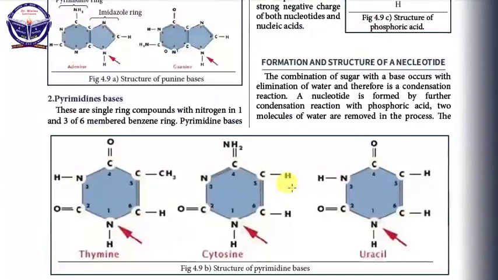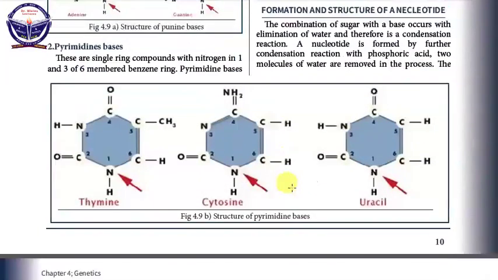Now from there we can discuss the formation and the structure of a nucleotide. We have discussed about the components of a nucleotide. It has 3 components: the pentose sugar, the organic base, and the phosphate group. Now let's discuss about the formation and the structure of nucleotide.